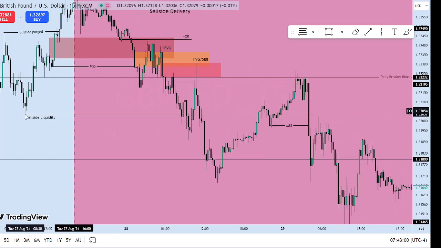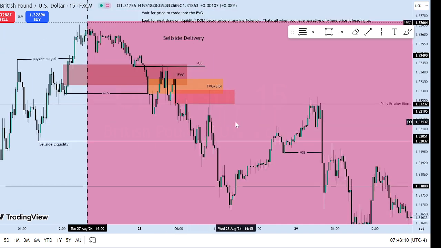You can see after price took out the sell side liquidity, price went up to take the buy side liquidity. That's to show you how active this market is. Liquidity means how active a market is. We run from liquidity to liquidity. After taking the sell side liquidity here, price went to take the buy side. Here is a buy side liquidity. Last close candle of the bullish.